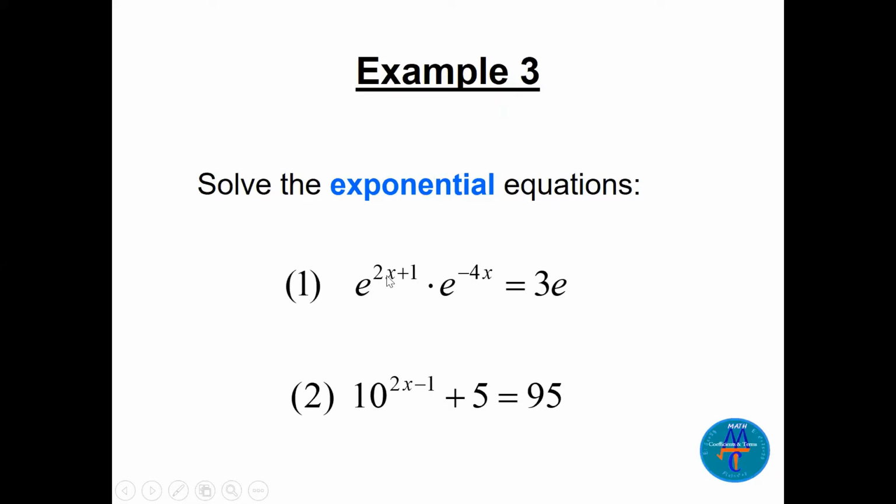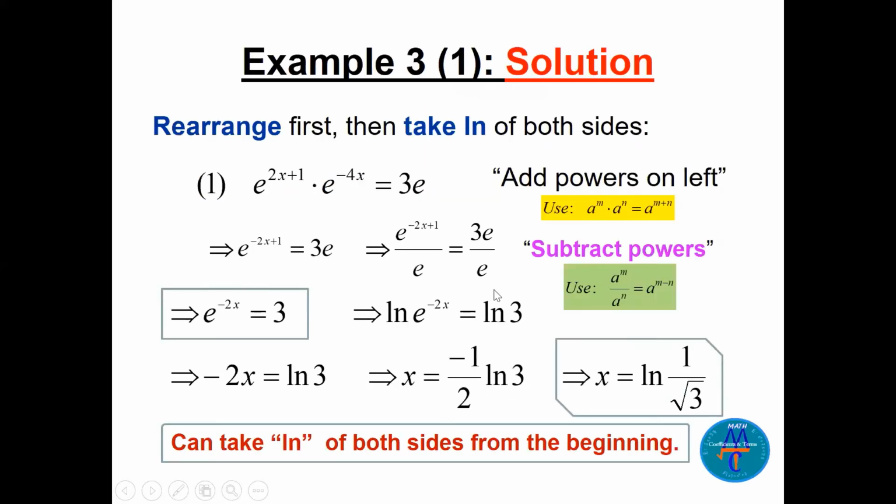Remember in the algebra course, if we have the same base, we can add the powers. So add powers on the left. See, this is the rule here. So we add the powers, 2x plus 1 minus 4x. When you add them, you get minus 2x plus 1. 3e, remember here, 3e is not the same as e.